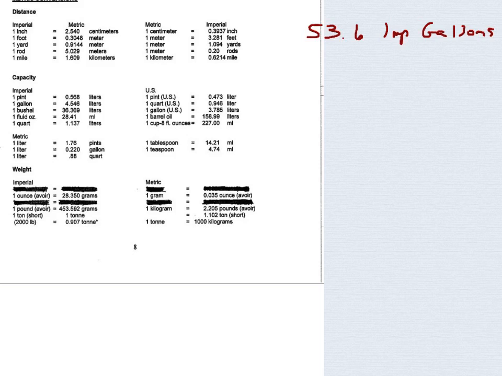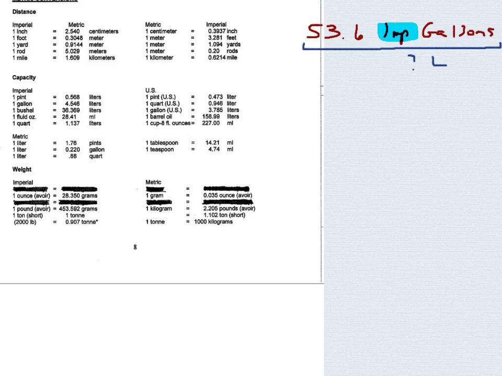Let's do an example now that requires us to do a conversion with capacity. So the question I want to solve is this. 53.6 imperial gallons. I want to know what that's equal to in liters. How many liters is that? It's very important that you watch out for the word imperial or US, because a US gallon and an imperial gallon are not the same thing. Go to our table. Let's have a look.